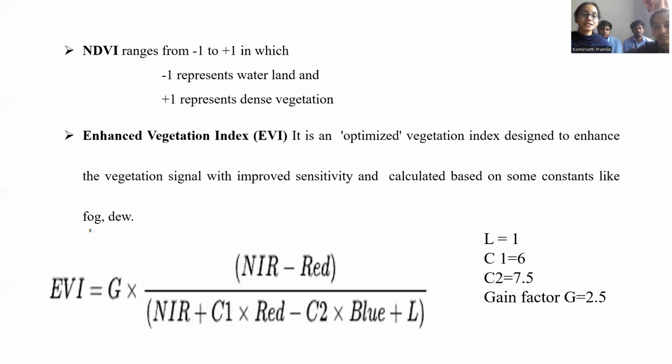We also use EVI, which is Enhanced Vegetation Index. Enhanced Vegetation Index is an optimized vegetation index because it is a modified vegetation signal with increased sensitivity. The formula for EVI is G into NIR minus red by NIR plus C1 into red minus C2 into blue plus L. Here NIR is near infrared, red is the red spectrum and blue is blue light. L is equal to 1, which accounts for background noise. C1 is equal to 6 and C2 is equal to 7.5. These are the coefficients for aerosol resistance, and gain factor G is equal to 2.5.